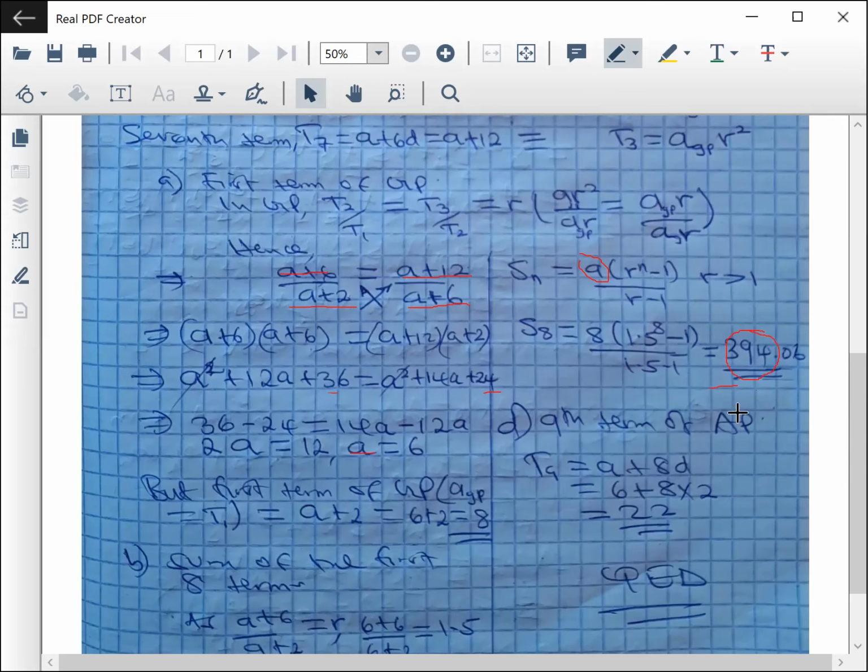Then the ninth term of AP. Now, for the ninth term of AP, we know that T9 is a plus 8d, but a here is the first term for AP, which is 6 plus 8 times 2, which is 22. We say quite easily done.